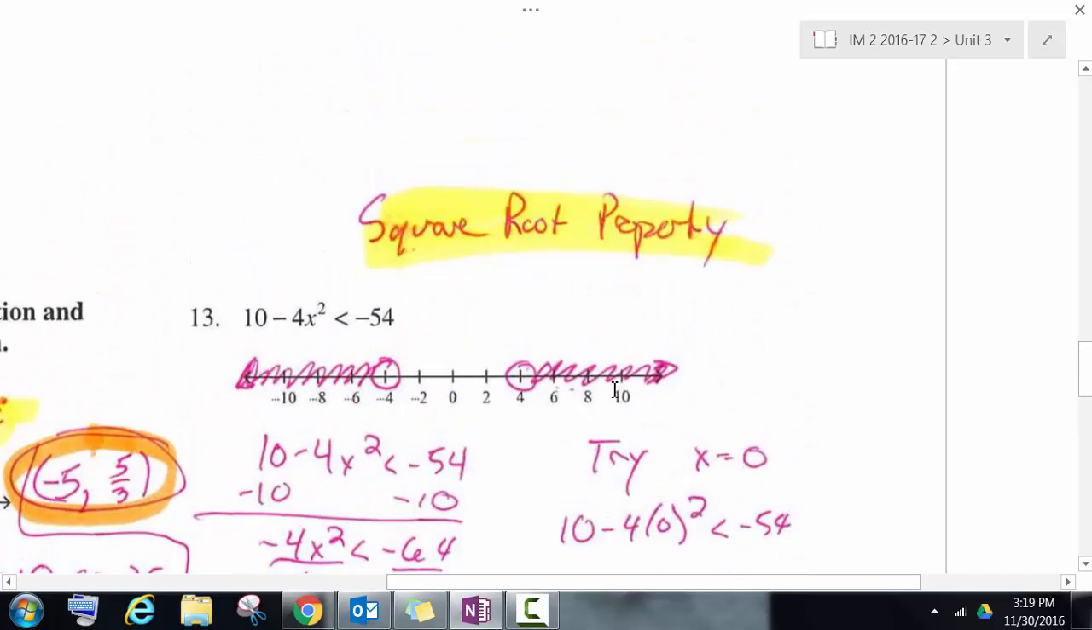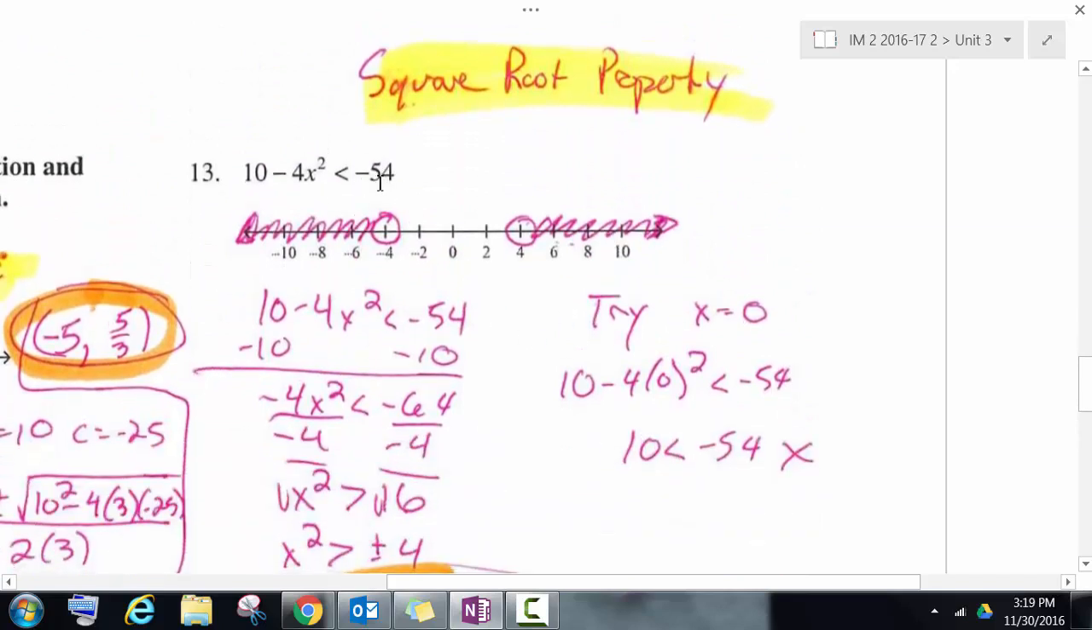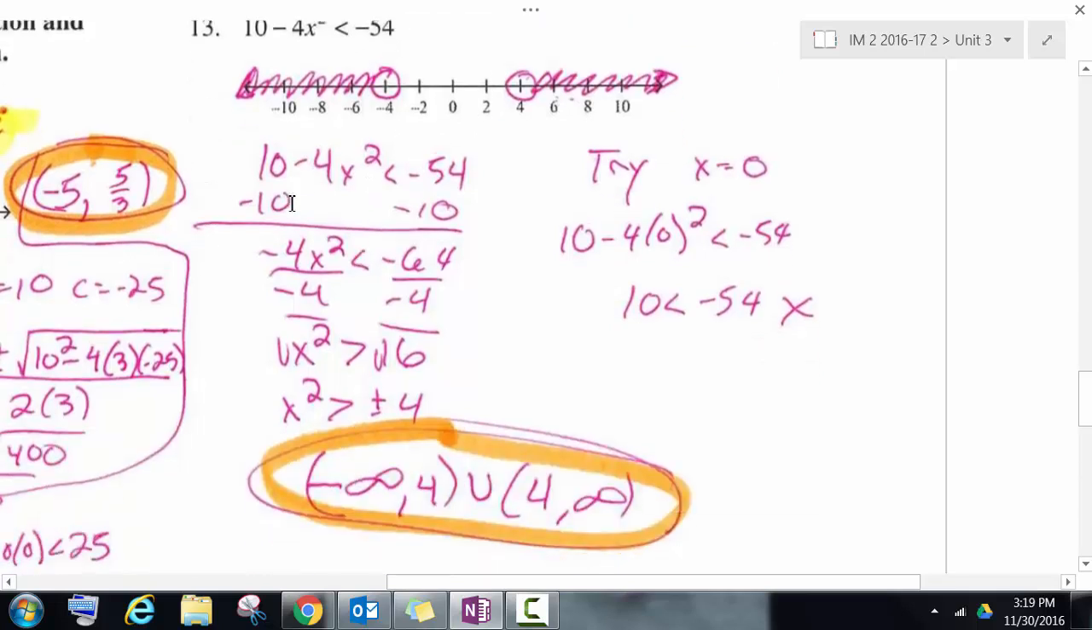Here I'm going to use the square root property because I don't have an x term. So it's kind of obvious that I have to use the square root property. So I subtract 10 from both sides. I get negative 4x squared is less than negative 64. Then I divide by negative 4. Notice when I divide by a negative number, I flip the inequality sign. So I get x squared is greater than 16 now.